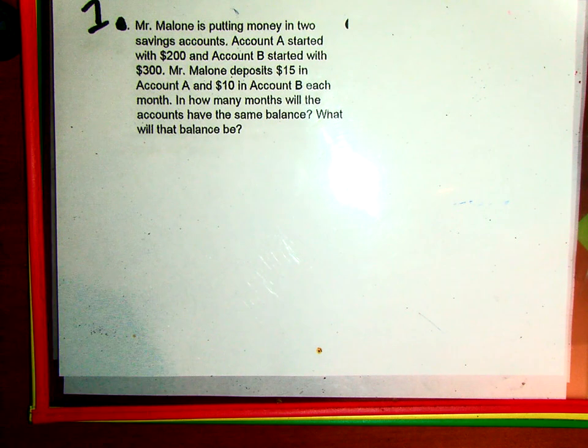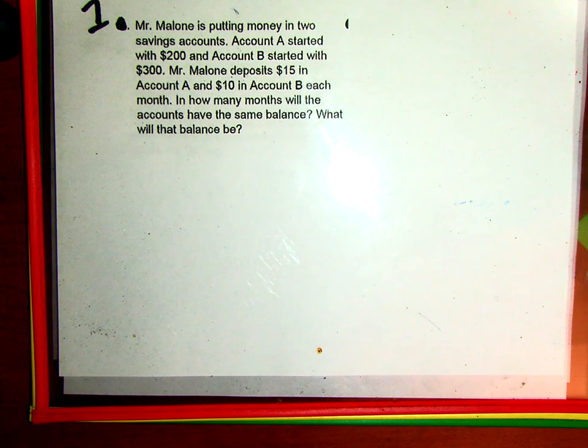Okay, so in this first example, Mr. Malone is putting money into two savings accounts. Account A started with 200 and account B started with 300. Notice you hear that word started. Okay, Mr. Malone deposits $15 in account A and $10 in account B each month. Every so often it changes because you're adding that amount to it. Okay, in how many months will the accounts have the same balance, and what will the balance be?